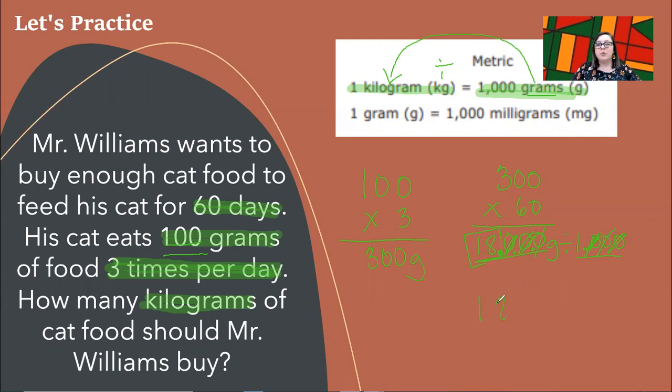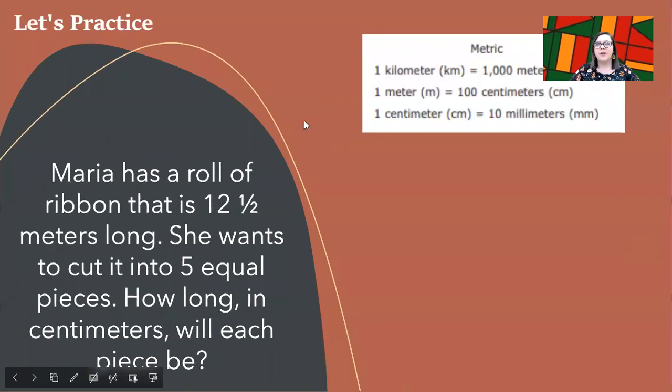So that means that Mr. Williams should buy 18 kilograms of cat food for his cat so that it will last him 60 days. A little bit different than customary, right? Yeah, it should be a little bit easier because we're using the powers of 10. Excellent. Let's try one more metric conversion together before you practice on your own.